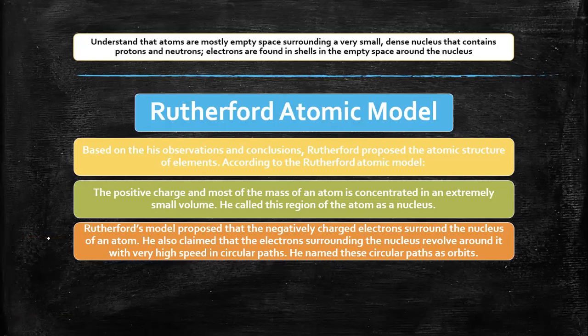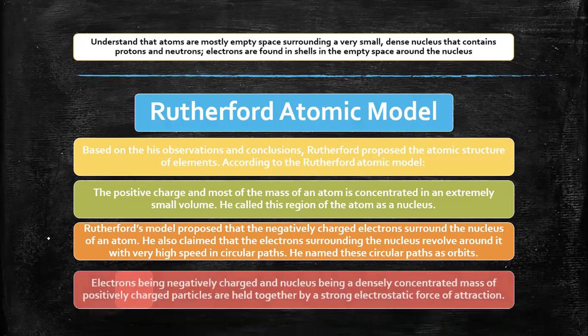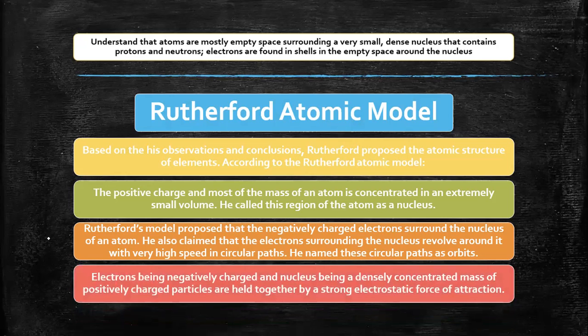He also claimed that electrons surrounding the nucleus revolve around it with very high speed in circular paths. He named these circular paths as orbits. Electrons being negatively charged and the nucleus being a densely concentrated mass of positively charged particles are held together by strong electrostatic forces of attraction.